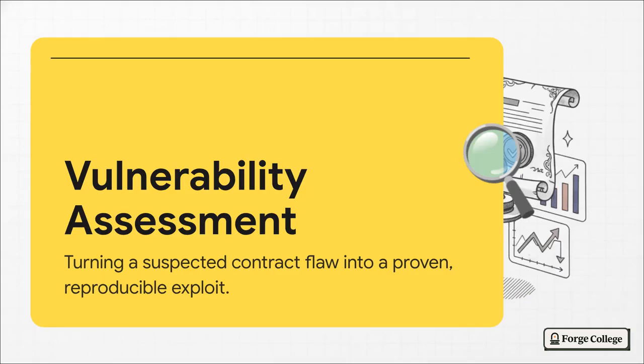We aren't just aimlessly wandering through lines of code, hoping to magically trip over a bug. Not at all. We're on a targeted hunt for the specific vulnerabilities we already outlined in our threat models. Think of it like having a highly detailed sketch of the suspect before we even start the patrol. So, what exactly is a vulnerability assessment? Well, it's the process of turning a suspected smart contract flaw into a proven reproducible exploit. We're basically acting as the prosecutor here. We need to gather enough technical proof to confidently convict a buggy line of code.